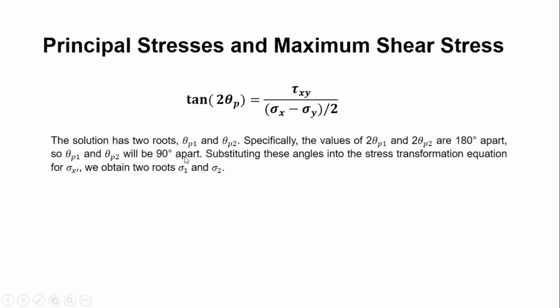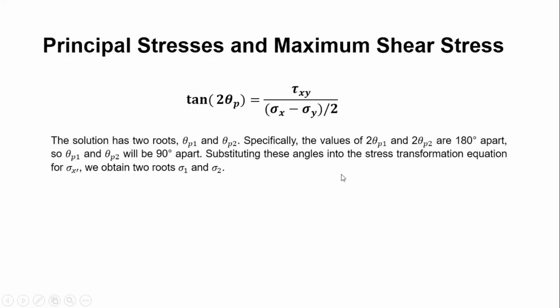So the solution daw na makukuha natin dito ay merong two roots. So theta p1 and theta p2. Specifically, the values of 2 theta p1 and 2 theta p2 are 180 degrees apart. So theta p1 and theta p2 will be 90 degrees apart.